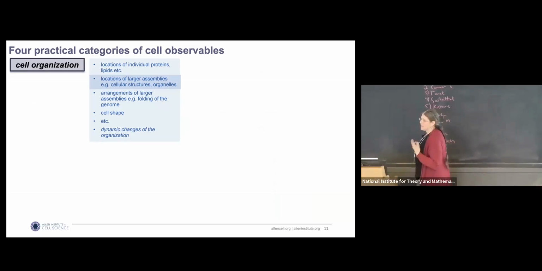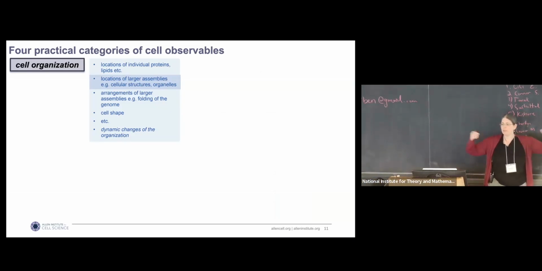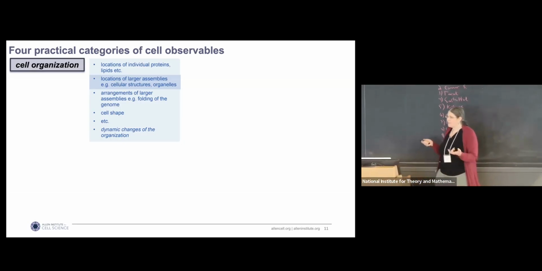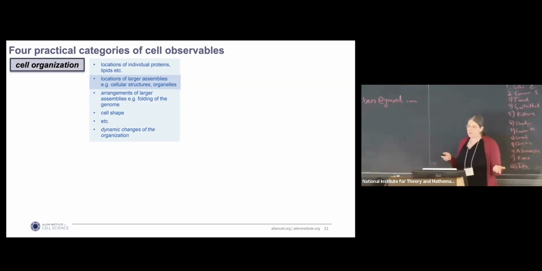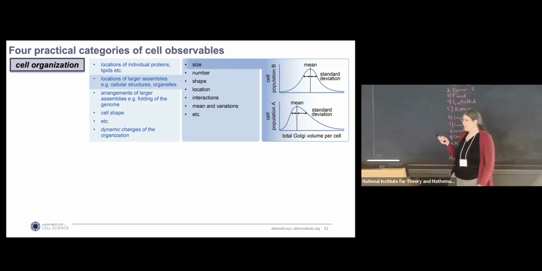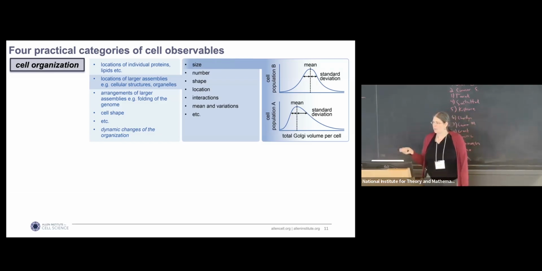We can do this in these other categories of observables as well, where we can imagine, for example, the location of all of the different proteins, but also into these structures and assemblies such as organelles that have functional purposes, all the way to the folding of the genome and the morphology of the cell. And for those, of course, we can observe many things. We can measure a subset of those. For example, we could measure the total Golgi volume per cell, as far as the mean and the standard deviation in a population or two populations of cells.